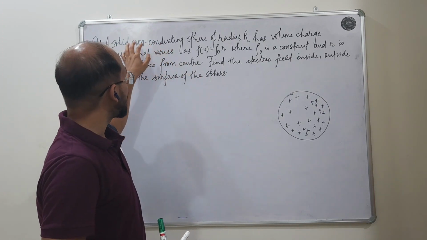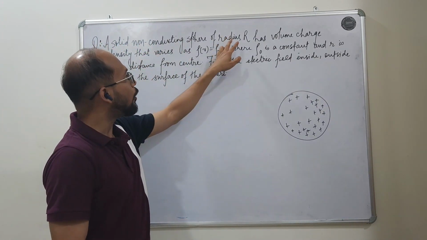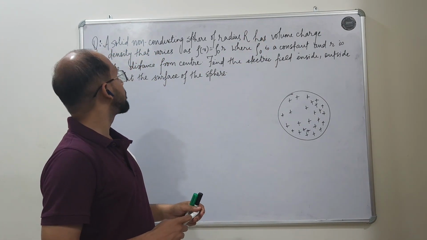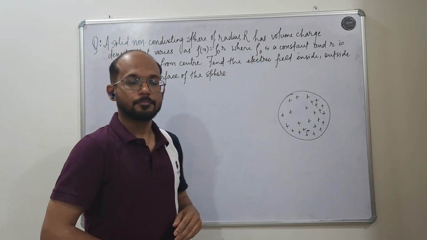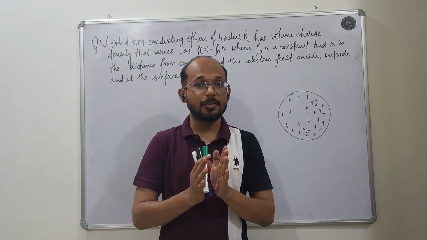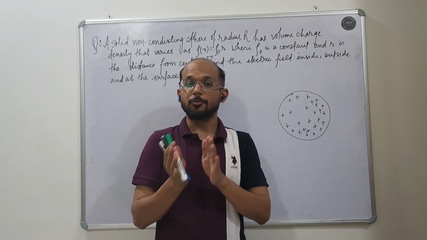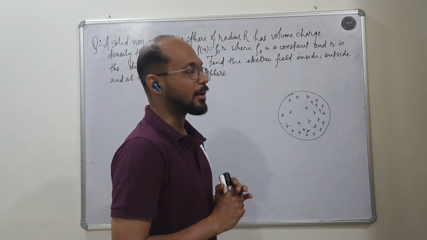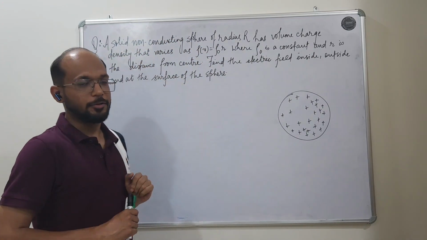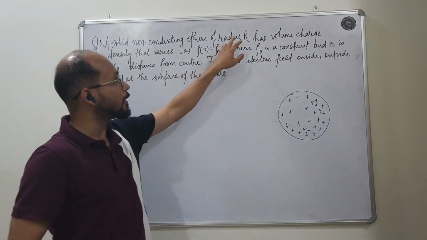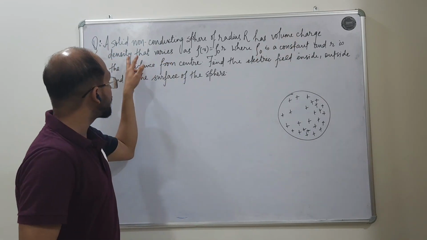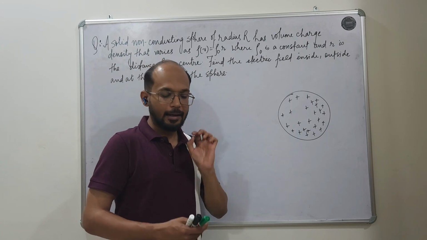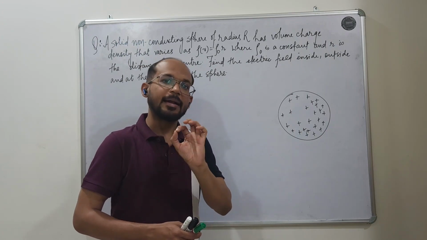Now we have discussed the electric field at various points due to hollow and solid spheres. Now let's do a question based on the concept of a non-conducting solid sphere. So a solid non-conducting sphere of radius R has a volume charge density that varies as rho is equal to rho naught into r. Till now we have seen that the volume charge density rho was constant.